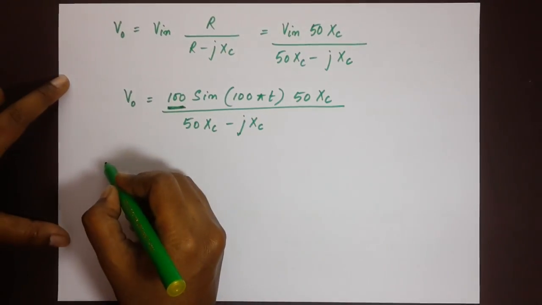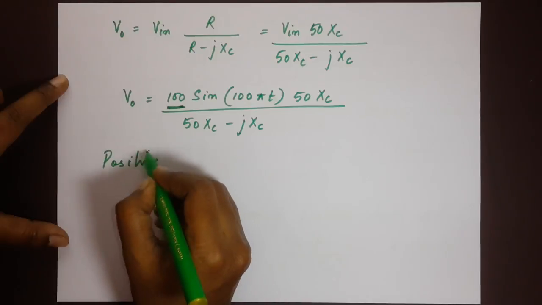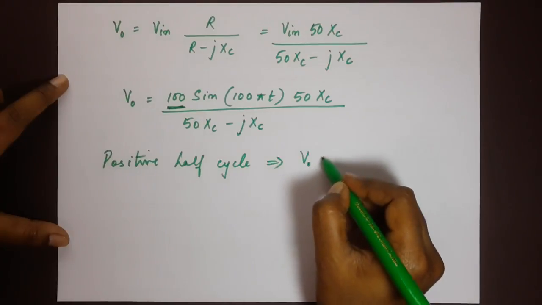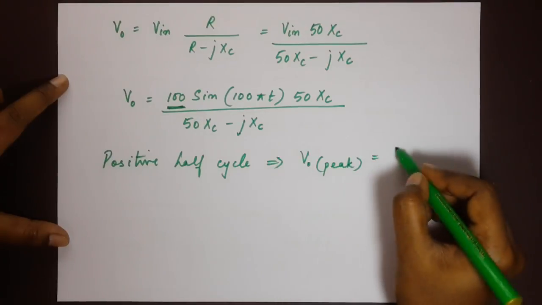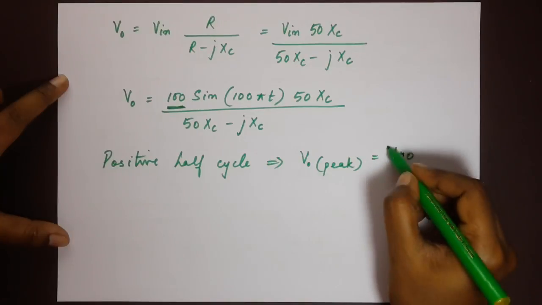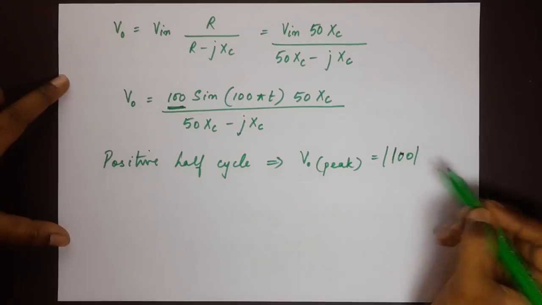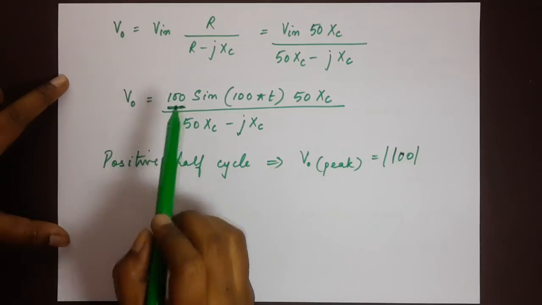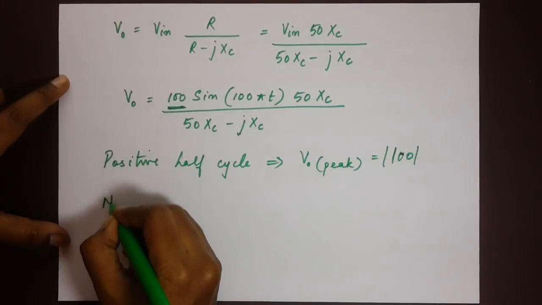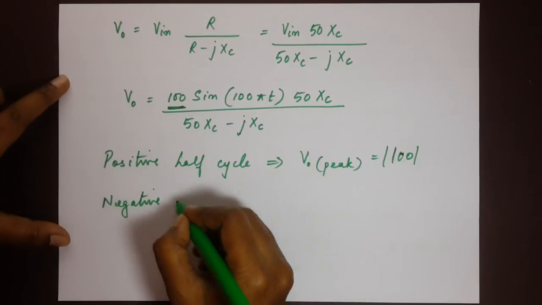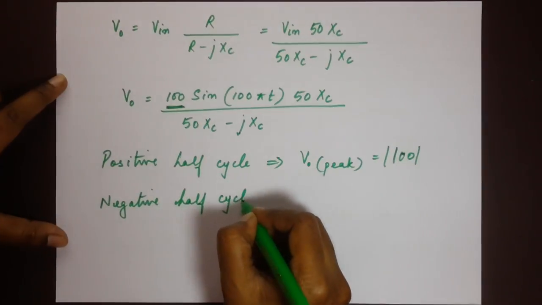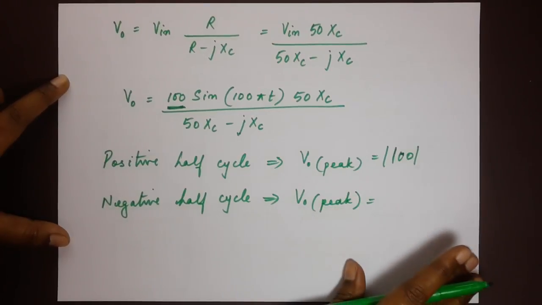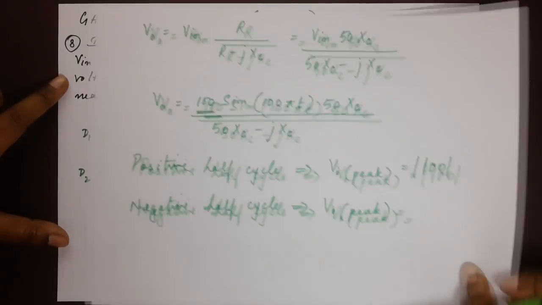Okay, so for the positive half cycle, the peak value is mod 100. So our peak value is 100 here. Please make note of that. Now let's look at the negative half cycle. If we look at the negative half cycle, V0 of peak. Take a look at what happens here in the negative half cycle.